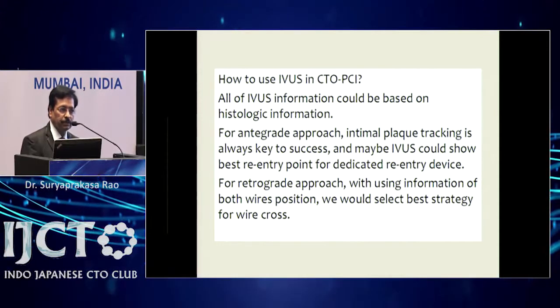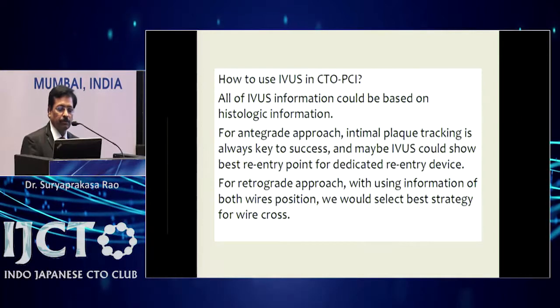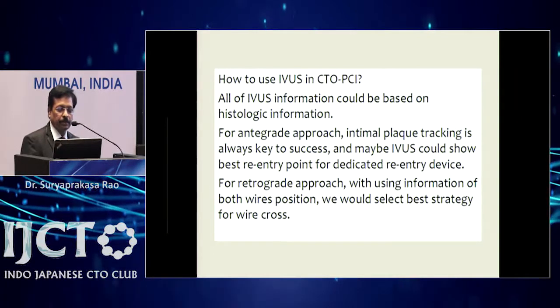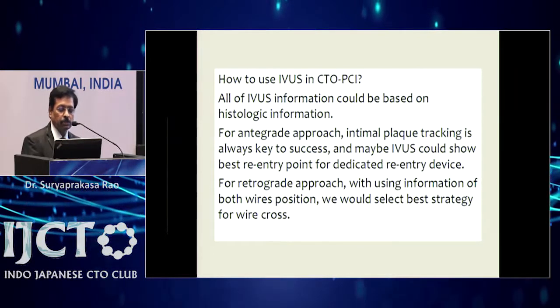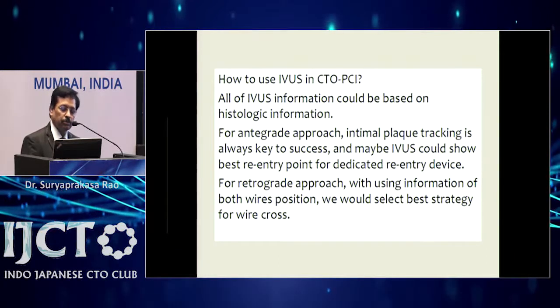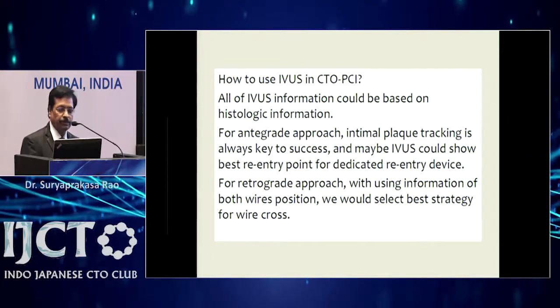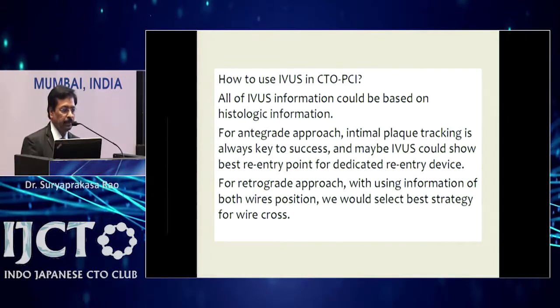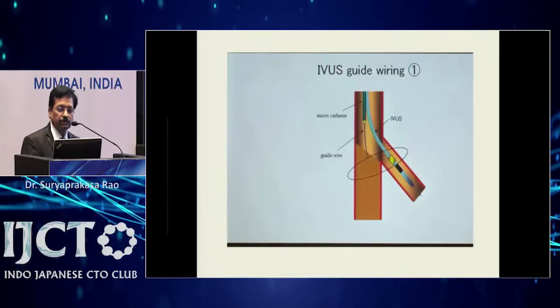Not to have complications, IVUS will guide you when you are puncturing the proximal cap. In the retrograde approach, you should also know the wire's position with the IVUS. So you will never enter into the false lumen, or the left main, and have a catastrophe. That's why IVUS is very useful.